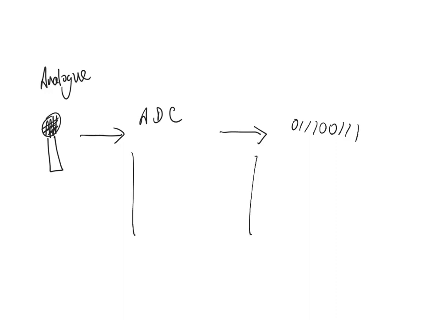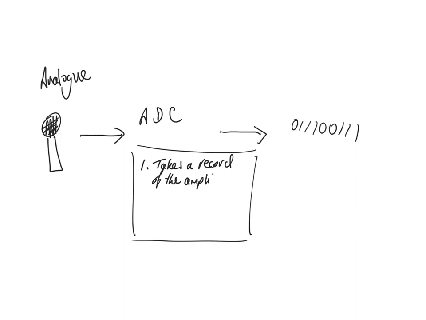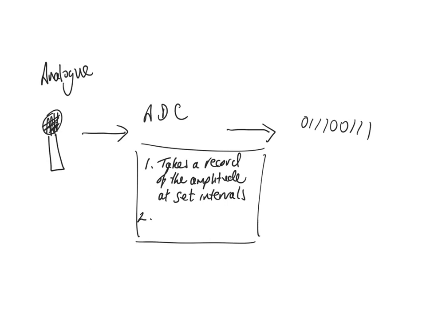But in between, what it does is sampling. So it uses sampling to do this. The first step is it takes a record of the amplitude at set intervals, and then that amplitude is turned into binary. Oh, fine. Oh, it's not too bad then. No, it's not too bad.